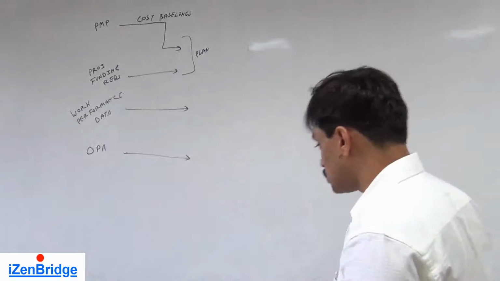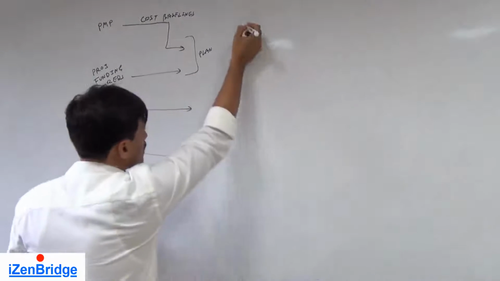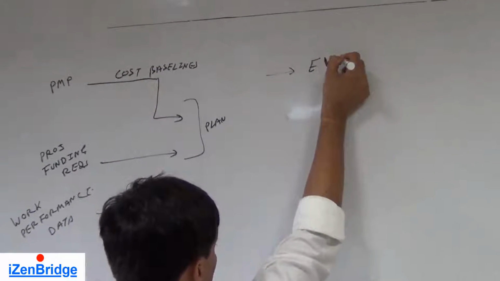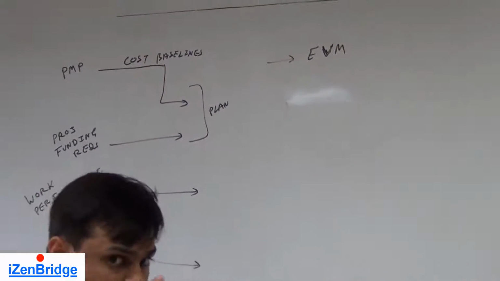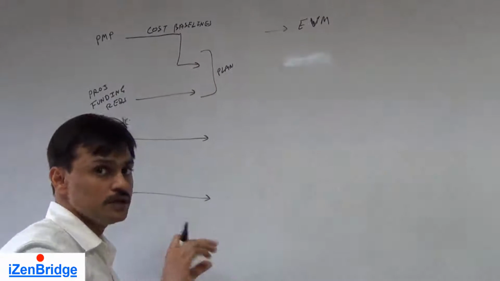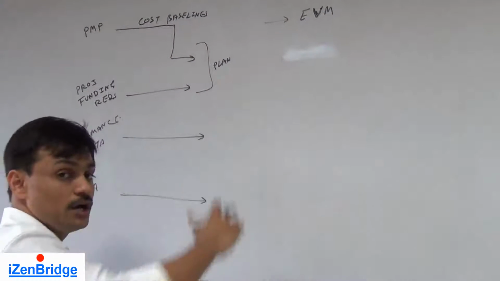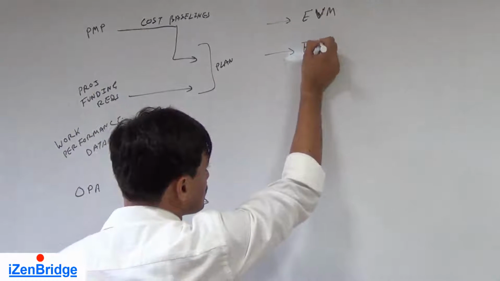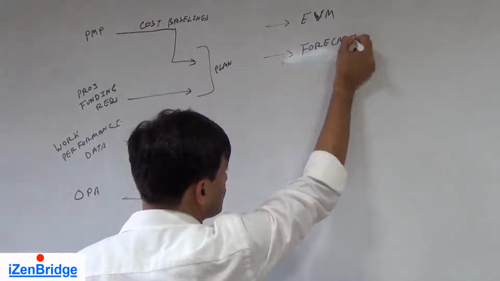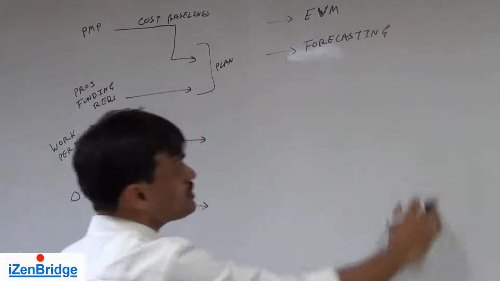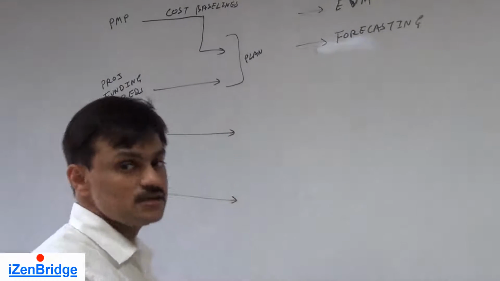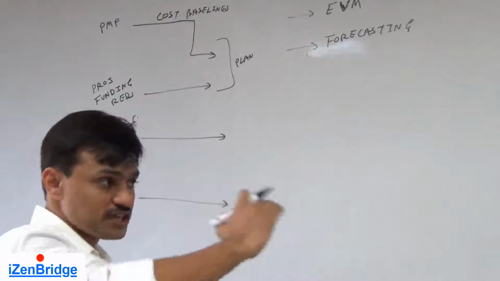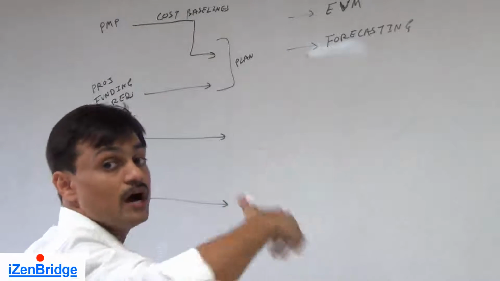So let's look at tools and techniques. We have earned value management, where we monitor project performance in dollar terms. Even the schedule performance also gets monitored in the form of dollars. Then we use forecasting. On the basis of current performance, we use techniques like trend analysis to forecast how we think project expenses are going to happen in the upcoming time.